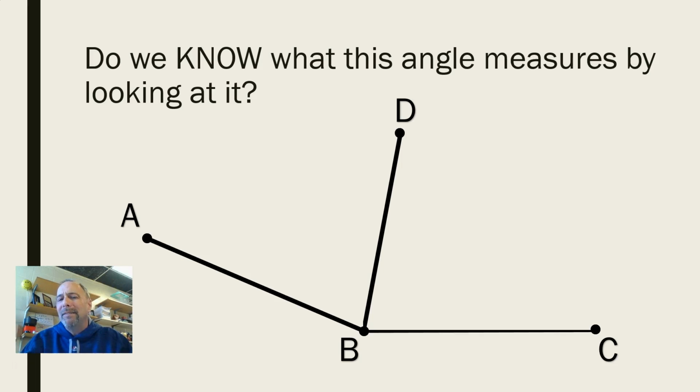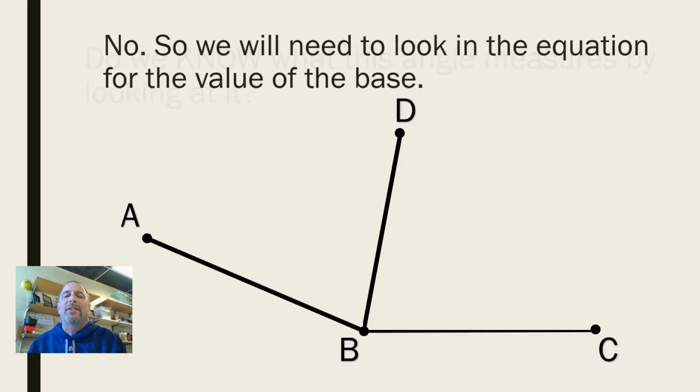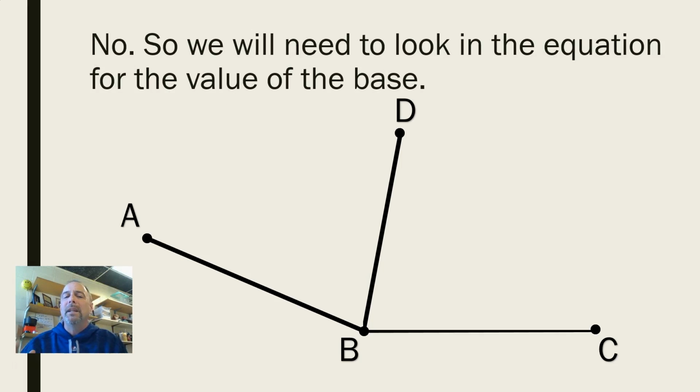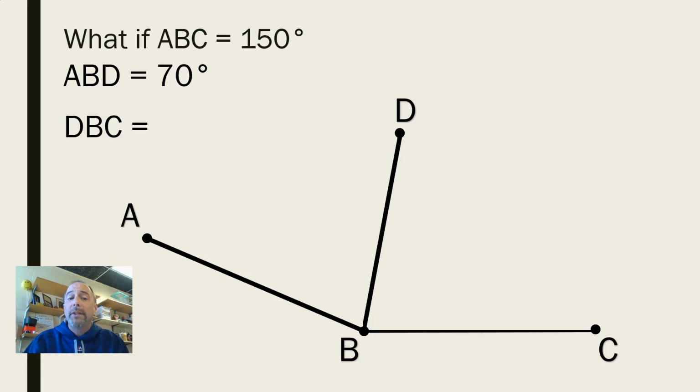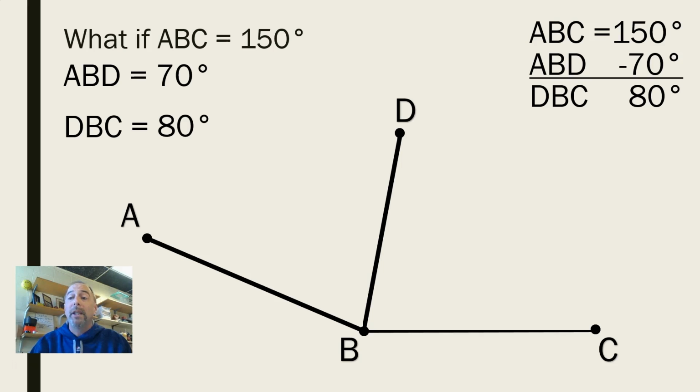If the angle isn't immediately recognizable, that is the base angle. And if I can't look at it and say, look, 90, look, 180, look, 45, if it's something wonky like this one, then I have to look to the equation itself to give me the value of the base. Fair enough. So it's going to tell me, what if ABC equals 150 degrees? Well, now I know. And from there, I move on as normal. 150 minus 70, of course, 80 degrees.